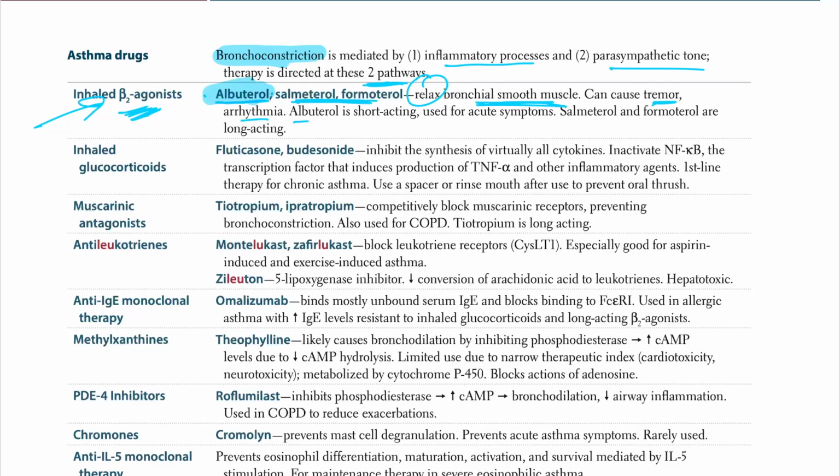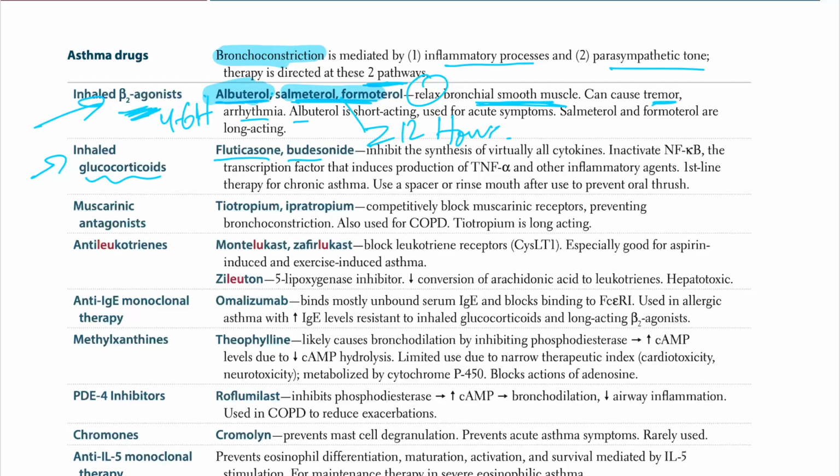The short-acting ones act for 4 to 6 hours, and the long-acting ones will act for more than 12 hours. So that's with the inhaled beta-2 agonists.